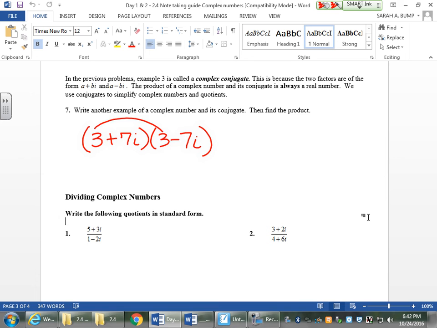So I'm just going to do 3 times 3, which is 9, and 7i times negative 7i, which is negative 49i squared. i squared is negative 1 times negative 49, so it's going to become plus 49. And when I add those together, I will get 58. So I get a real answer, not an imaginary. So let's do the division.